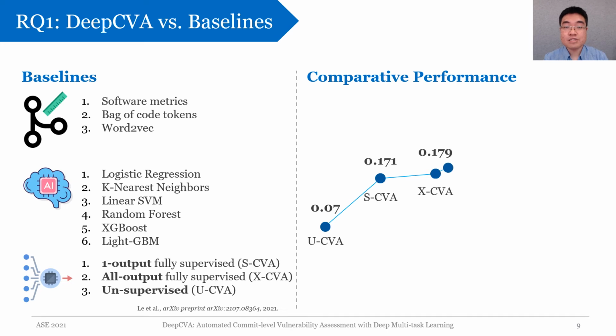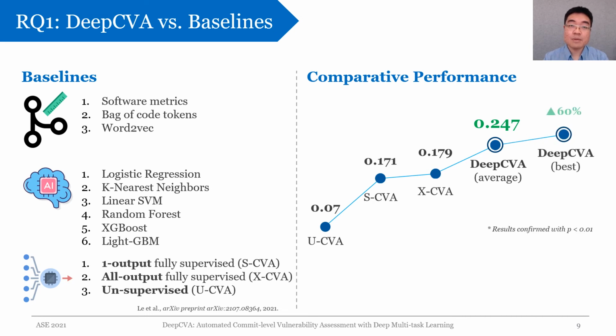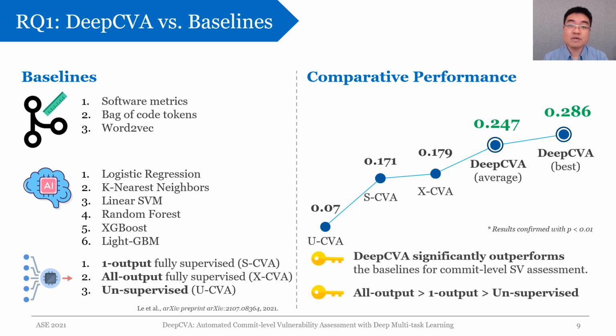DeepCVA on average significantly outperforms the best baseline by 38%. And if we only take the best DeepCVA run in each round, the improvement would increase up to 60%. Overall, all output or multitask prediction is better than single task and unsupervised counterparts.